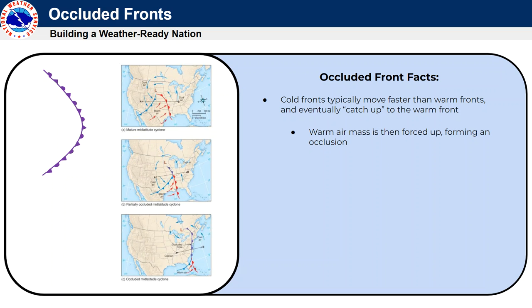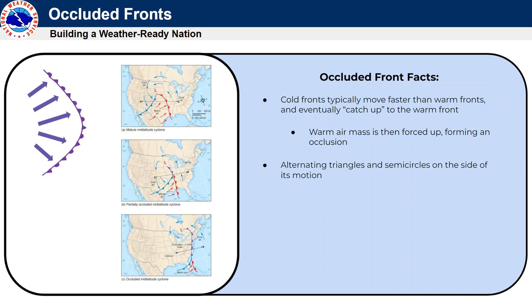So what happens whenever cold fronts move faster than warm fronts? Well, that cold front may actually catch up to the warm front and form an occlusion, therefore an occluded front. That's when the warm air is forced up and it forms that occlusion. In this case, it is designated by alternating triangles and semicircles, typically the color purple, and that indicates which way it's moving, as seen on the left.